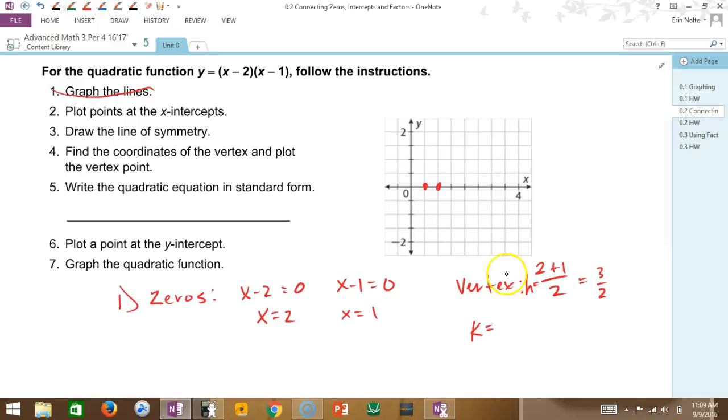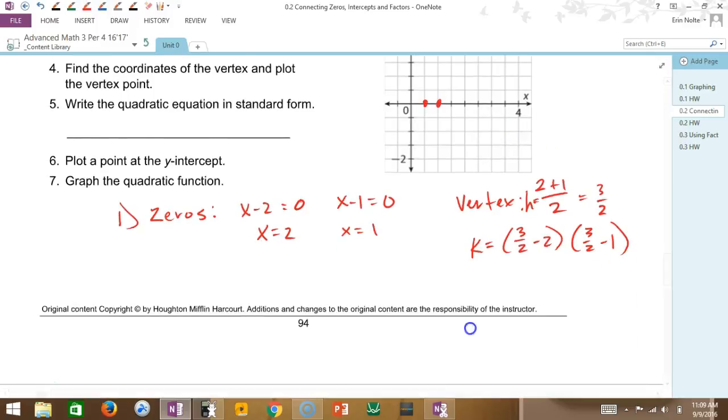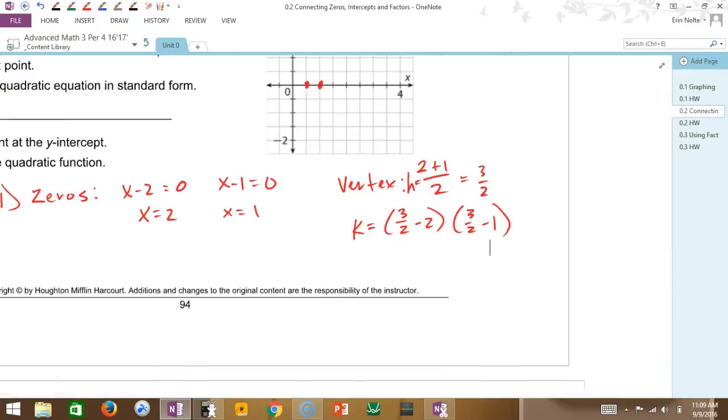Good, plug in 3 halves. Okay, so I'm going to have 3 halves minus 2 and 3 halves minus 1. Okay, we got to play with fractions. If I'm adding or subtracting fractions, what do I need to have? Common denominator. So what's my common denominator in all of these? 2, right? If I need to have a 2 on the bottom of the other 2, what's 2 the same as in halves? Good. So I got minus 4 halves.